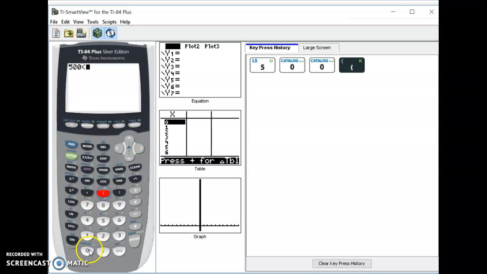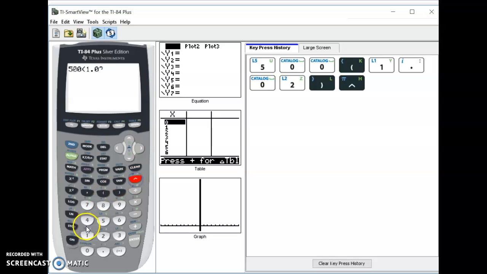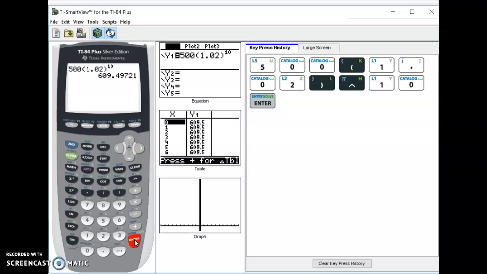Good practice here. You can see me do it twice. Parenthesis, decimal point, 0, 2, parenthesis, up arrow, and we want to do it for 10 years. And just putting $500 in the bank for 10 years at a 2% interest rate, you're going to be up to $609, and let's round it to the nearest cent, 50 cents, because when I have 49 cents with a 7 behind it, I am going to round that up.